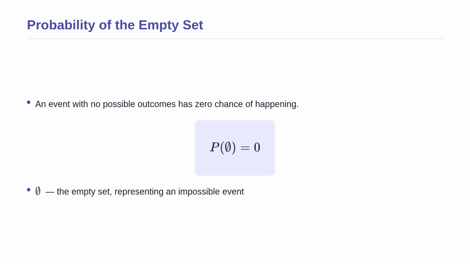The formula simply says that the probability of the empty set is exactly 0. Conceptually, an event with no possible outcomes has absolutely 0 chance of happening. The symbol shown here represents the empty set. If the probability of the sample space is our maximum limit of 1, the probability of the empty set is our absolute minimum limit of 0. Understanding this boundary is crucial because it anchors the bottom end of our probability scale, ensuring no calculations ever dip into negative numbers.